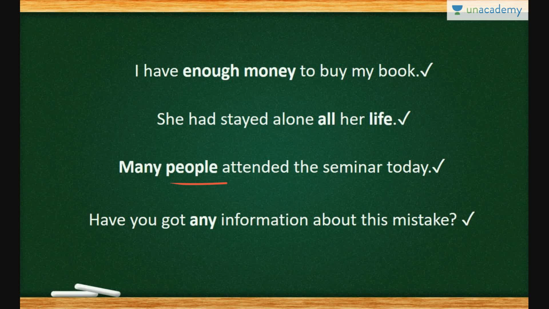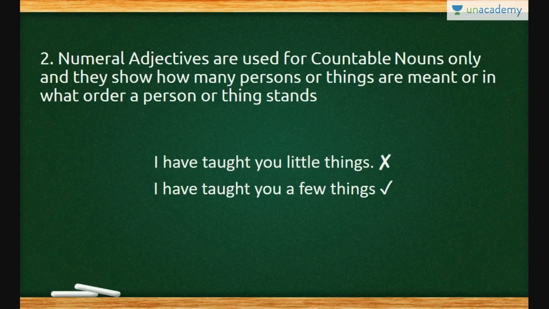Now have you got any information? Now information is an abstract noun. Once again it becomes uncountable. So you say any information. You can't say few information, right? Or any other countable adjective cannot be used. Now the next rule states that numeral adjectives are used for countable nouns only and they show how many persons or things are meant or in what order a person or thing stands.